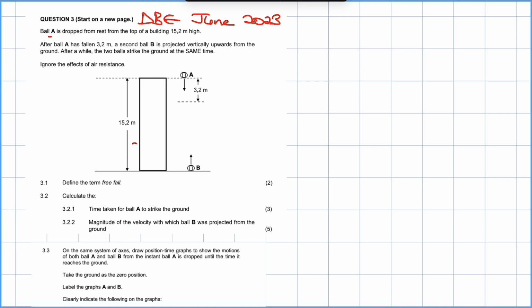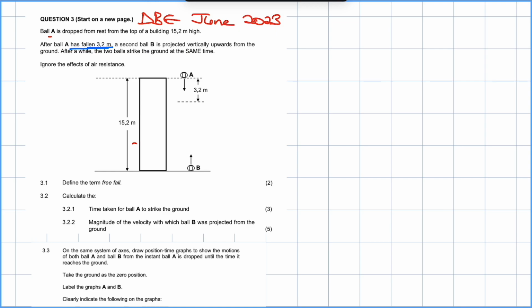Okay, we're going to look at the June exam, DBE June 2023. The question is: a ball is dropped from rest from the top of a building which is 15.2 meters high. After the ball has fallen 3.2 meters, a second ball B is projected vertically upwards from the ground, and then after a while the two balls strike the ground at the same time.